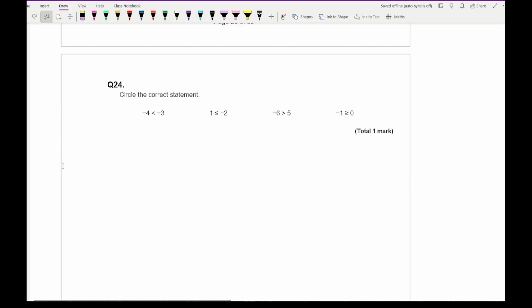Question 24 says circle the correct statement. So is -4 less than -3? Yes, it is. We'll just double check to make sure, even though it's only worth 1 mark. So the second statement is false, the third statement is false, and the last statement is also false.